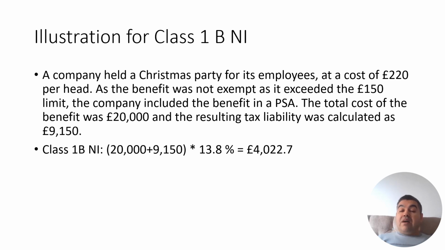Class 1B, here's an example. A company held a Christmas party for employees. It cost £220 per head. As the benefit was not exempt because it's more than £150 per head, the company included the benefit in a PSA. So the total cost of the benefit was 20,000. And the resulting tax liability is 9,150. So remember, the total cost of the benefit plus the tax liability paid by the employer, you add together and then you multiply by the rate, so it's like a proper punishment. Okay, so better you make different arrangements. So then you apply the class 1B rates.